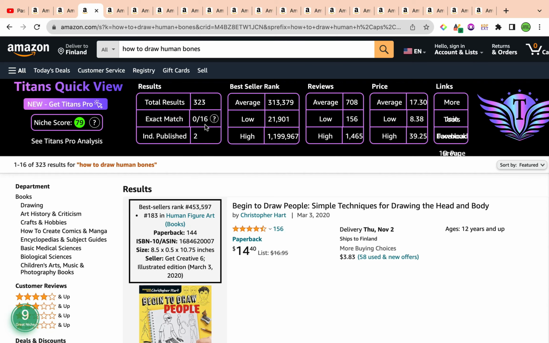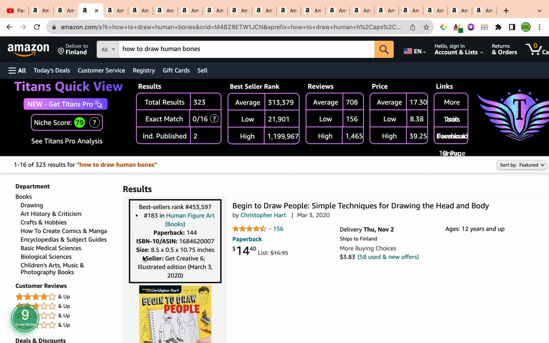And our first keyword for the day is a very strong one. It is how to draw human bones. How to draw human bones has a strong, solid keyword niche score on both ends, from self-publishing Titans Chrome extension to Amazon Scout Pro Chrome extension. Let's break down the results.